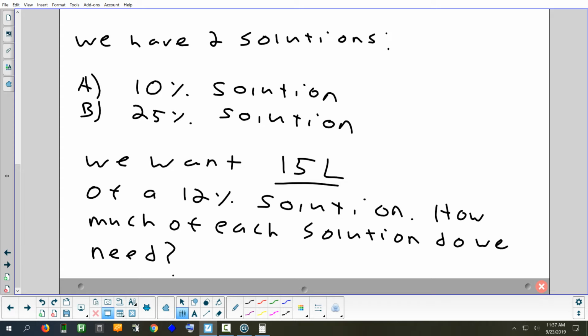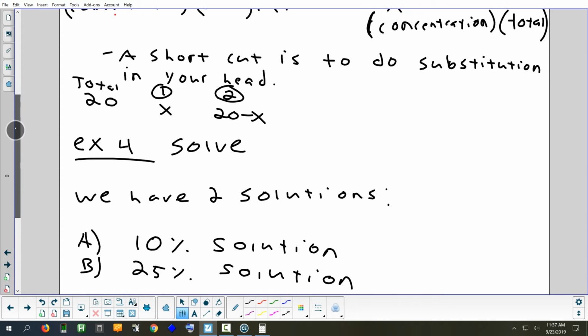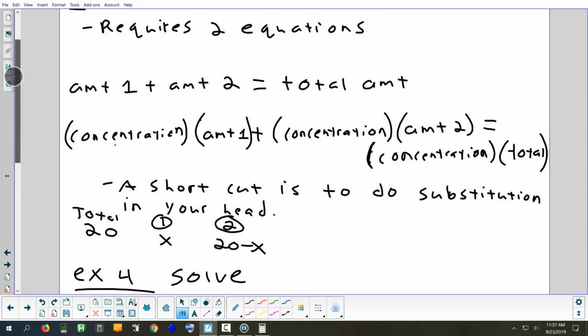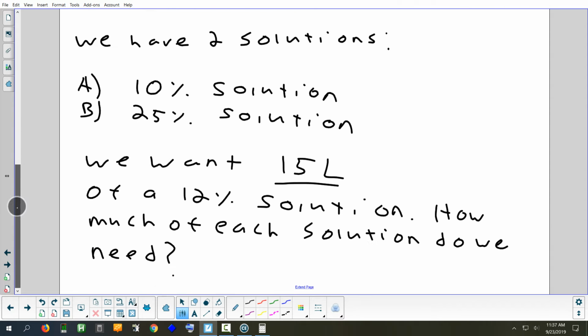Yeah, the concentration is a lot closer to A. We just need a little bit of B poured in to bring the solution strength up a little bit. We're definitely going to have more of A. Okay. So let's start with our first equation. Amount 1 plus amount 2 equals the total. Let's call this one solution A and B.